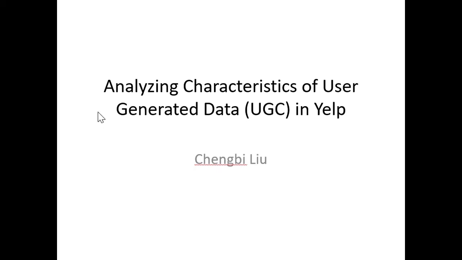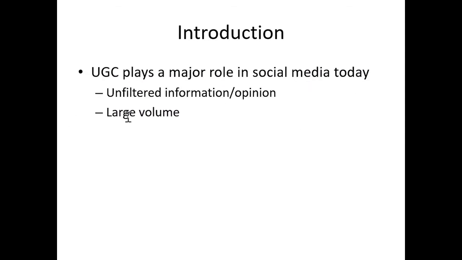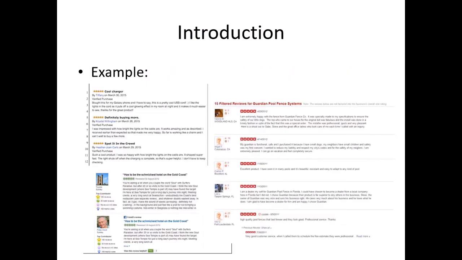The project is entitled Analyzing Characteristics of User-Generated Content, or UGC, in Yelp. UGC plays a major role in the social media around us today. It represents the unfiltered information or opinion from the grassroots, and it often comes in large volume. Here are some examples of UGC commonly seen.